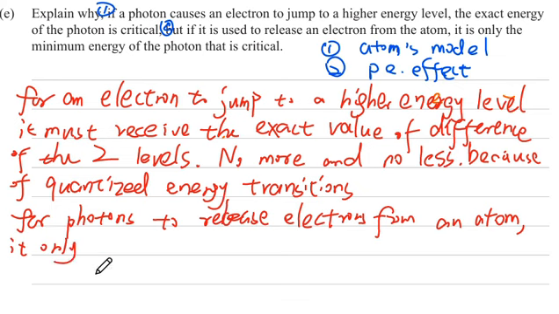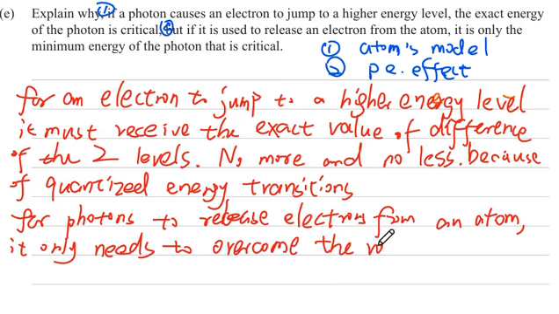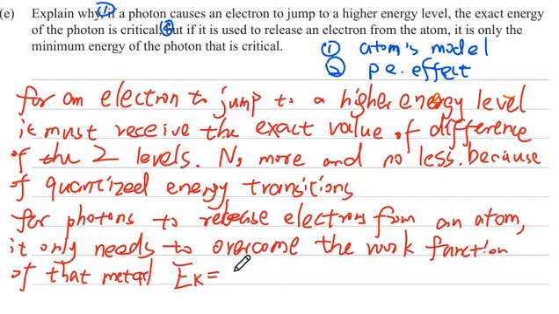it only needs to overcome the work function of that metal. We're talking about this: Ek is equal to E photon minus phi. We only have to make sure that E photon minus phi is greater than or equal to 0. It should be greater than 0.